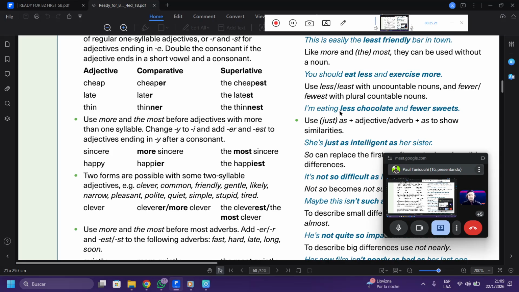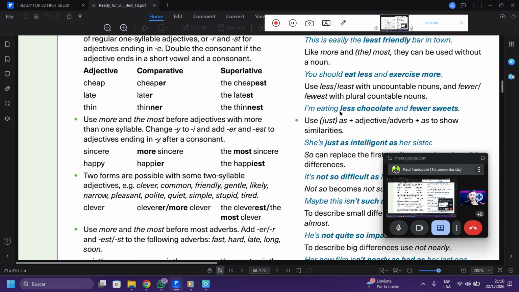It could be working less. Less time. No, no, I'm doing less exercise. I'm doing less exercise and fewer work. In that case less is okay, but fewer not, because fewer we can use with countable nouns. Countable nouns. Things that we can count.